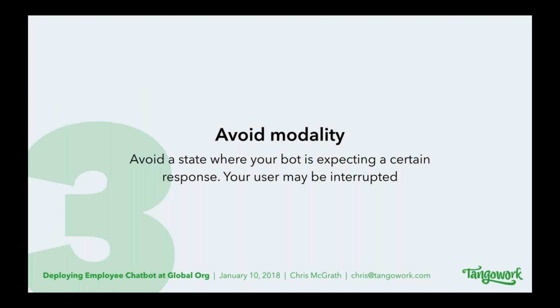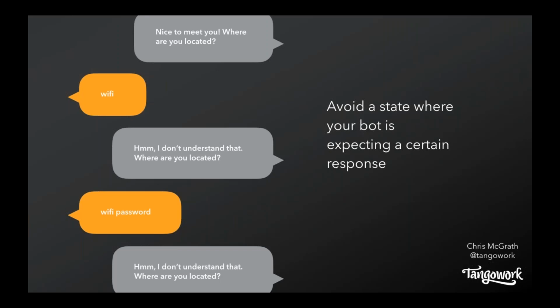Next, you want to avoid modality. A modal state is a state where your bot is expecting a certain type of response. But your user might be interrupted and not be able to respond in the way you want them to. So here's an illustration. The bot says, nice to meet you, where are you located? But the user just wants the Wi-Fi password. So they say Wi-Fi. I don't understand that. Where are you located? Wi-Fi password. I don't understand that. Where are you located? That becomes a very frustrating interaction. So you want to avoid that state.